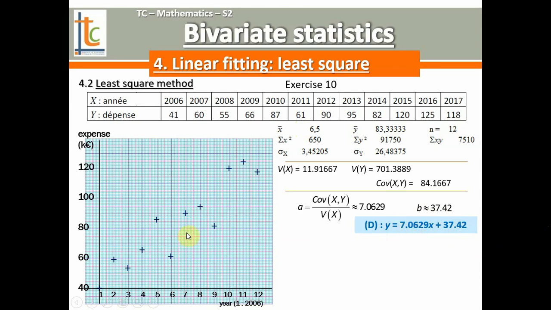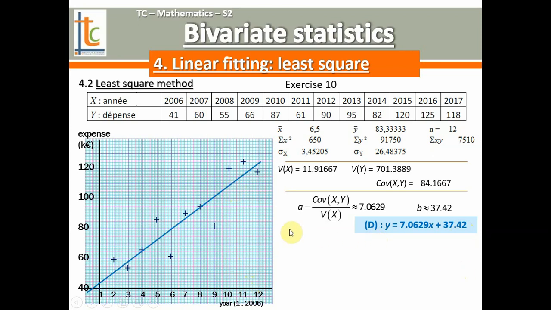After that, you are able to draw, or you must be able to draw, this line on the graph. Just choose two different values of x and calculate the two different values of y and place the two corresponding points. For instance, if you take x equals 1, you will obtain y equals 7 plus 37.4, so 44.4 approximately here. And if you take x equals 10, you will get y equals 70.6 plus 37.4, so approximately 108. So for x equals 10, 108, we are here approximately. So the line, yes, it's this one.